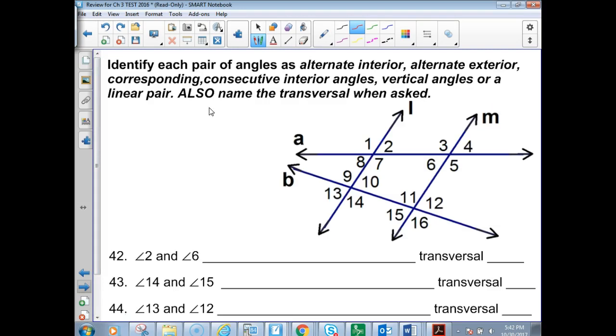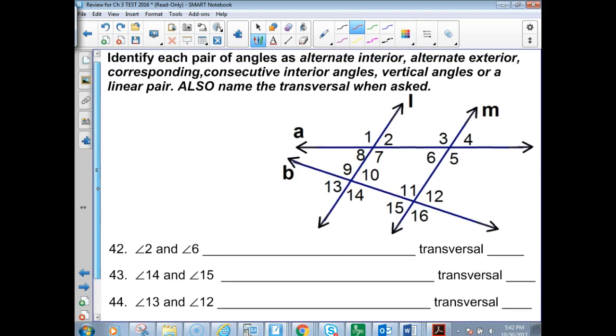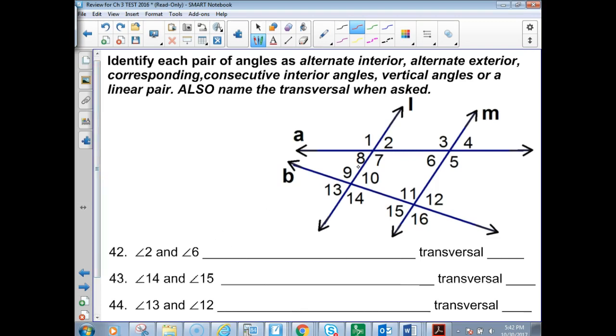Identify each pair: alternate interior, alternate exterior, etc. Okay, also name the transversal. Angles 2 and 6 are alternate interior angles, and the transversal is line A.